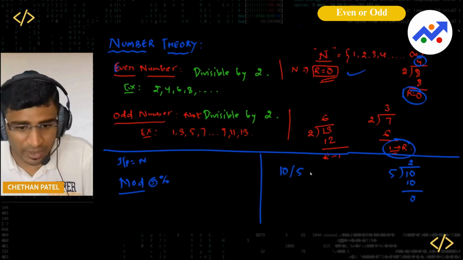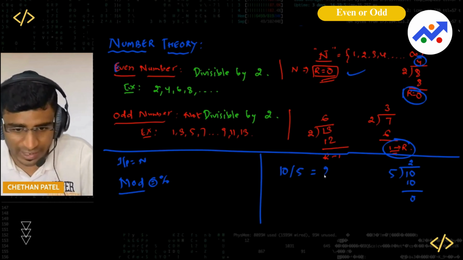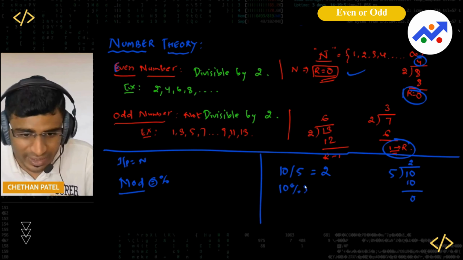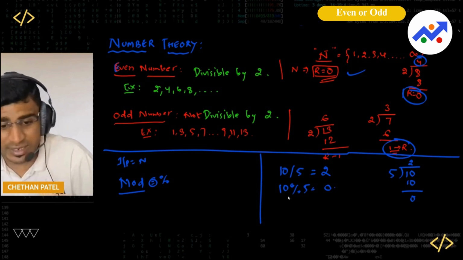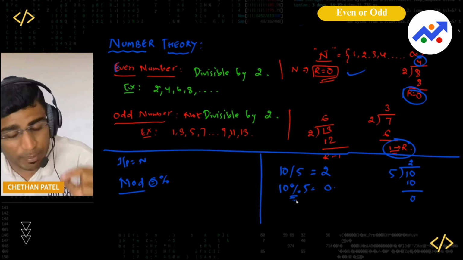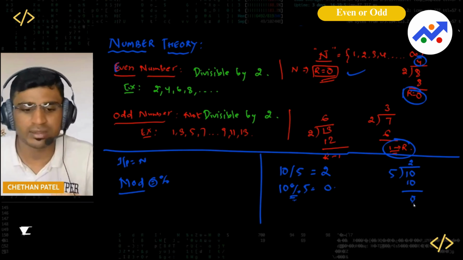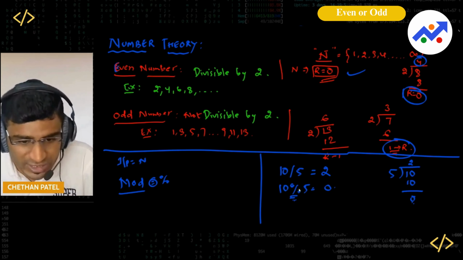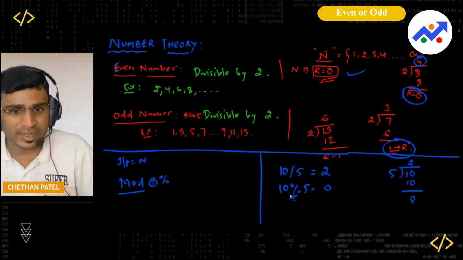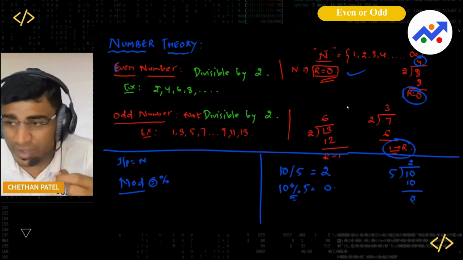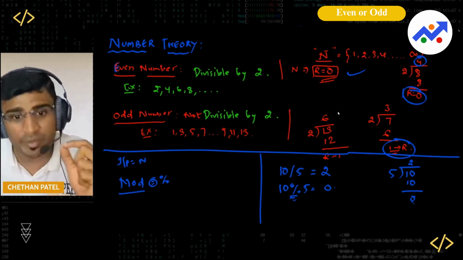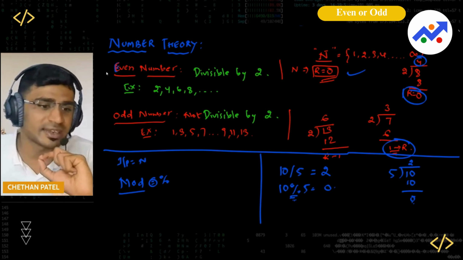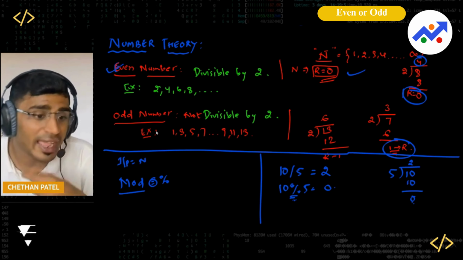When I write 10 by 5, the answer is 2. But if I write 10 percentage 5, the answer is 0. This is called the mod operator. It helps us compute the remainder of two numbers when dividing. By using this operator, we can compute the remainder directly. To identify whether a number is even or odd we just use the remainder concept: if the remainder is 0, it is an even number; if the remainder is 1, it is an odd number.